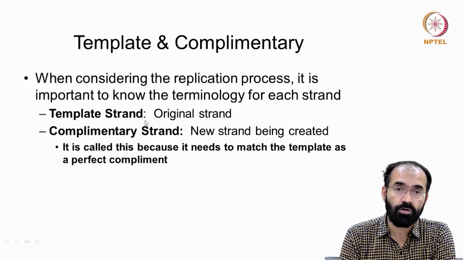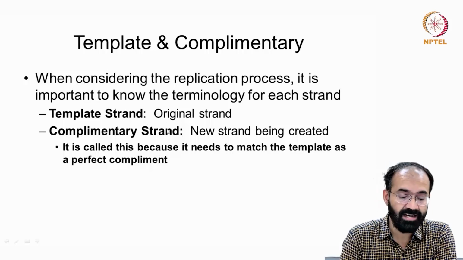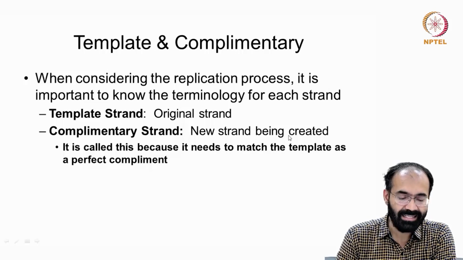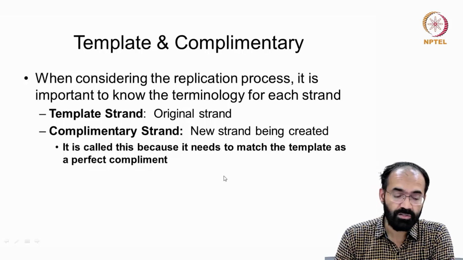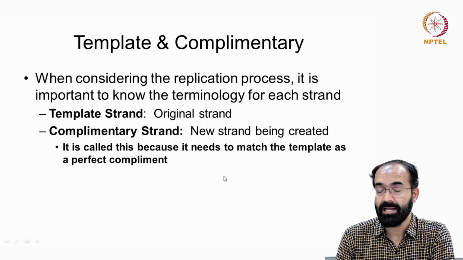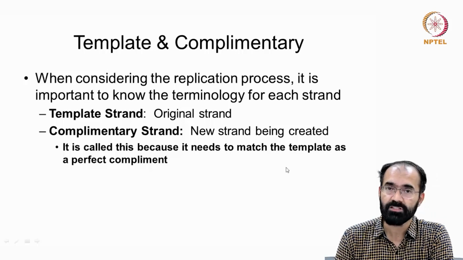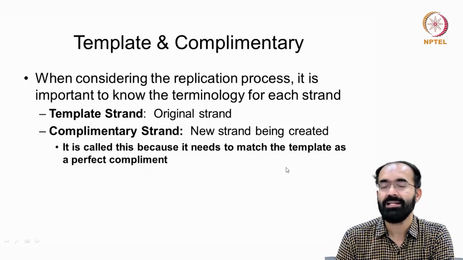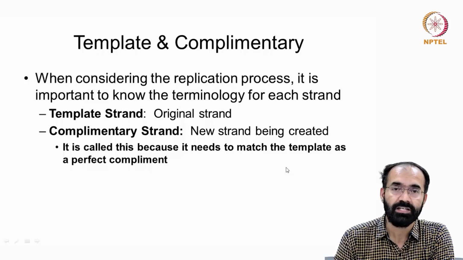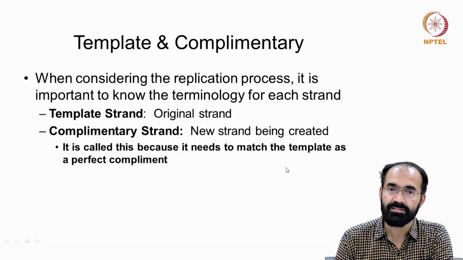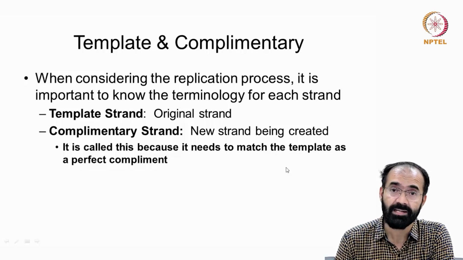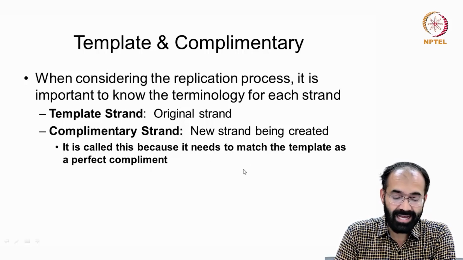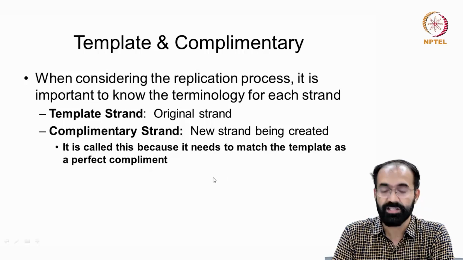We call the master copy the template strand, that is the original strand, and the newly formed strand is called the complementary strand. So the new strand being created is very much similar to the template strand, but it is not identical. Now you make another strand from this complementary strand that will look exactly like the template strand. So what you should understand is that a complementary strand is a mirror image of the template strand, and if you make another complementary strand from this complementary strand, it will be the template strand. It is called so because it needs to match the template as a perfect complement, complementing each other.